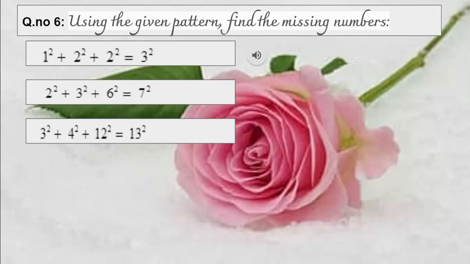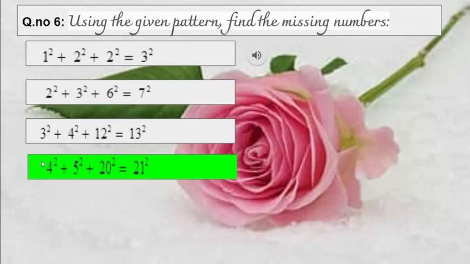So with this second observation, you can easily fill the gap. If this is 21, then 1 less than 21, that is 20. So the third one we can fill easily. So 4 square plus 5 square plus something, and the answer is 21. So the third term will be 1 less, so 20 square. So the first gap will be 20, isn't it?